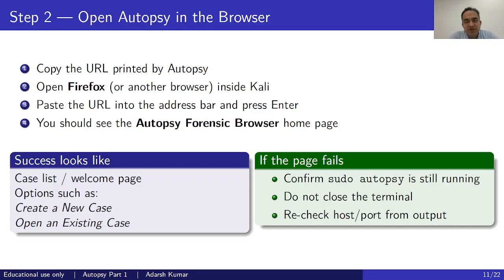Once Autopsy prints the URL, copy it carefully and open Firefox or any other browser inside Kali, paste the URL into the address bar and press enter. If everything is working, you should land on the Autopsy forensic browser homepage, as we have just seen, where you typically see options such as create a new case, open an existing case. That welcome screen is your success signal.